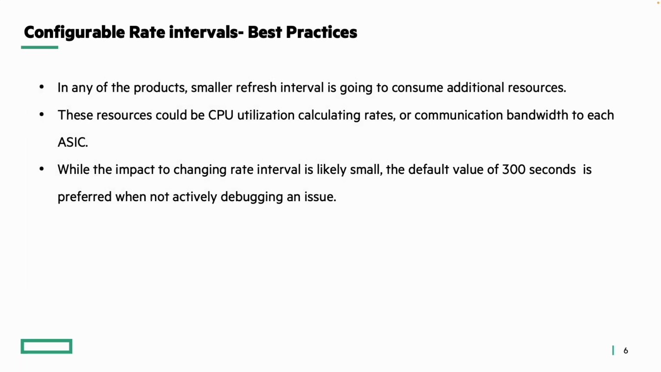So a few of the best practices in rate collection interval is that across all the CX products, a smaller refresh interval is going to consume additional resources. And these resources can be CPU utilization for calculating rates, or communication bandwidth to each ASIC. While the impact to changing rate interval is likely small, the default value of 300 seconds is preferred when not actively debugging an issue.